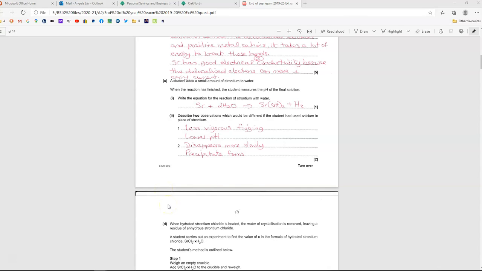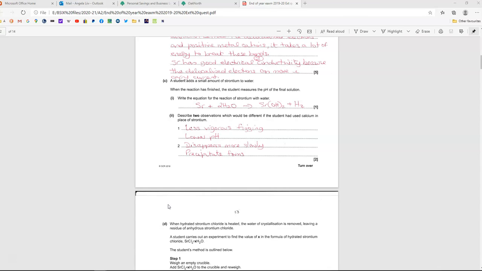Okay, part C. You're asked to write an equation for strontium in water, and you should know that group 2 metals react with water to form hydroxides. Obviously this is group 2, so you have to get your formula correct. OH, 2 lots of OH minus, plus hydrogen gas, of course.